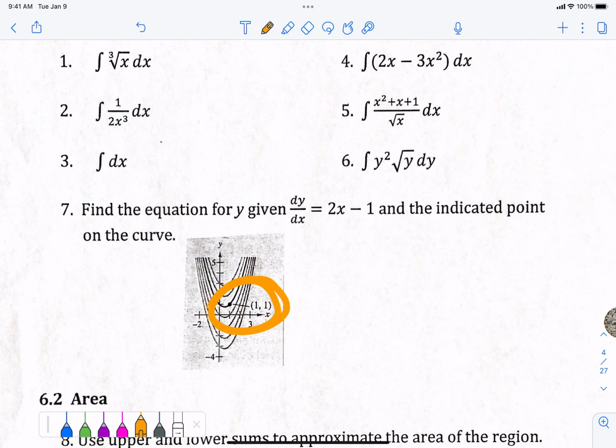This is geometry. Okay? When are we ever going to use this? You just wait. The ACT. This won't even be on the ACT.